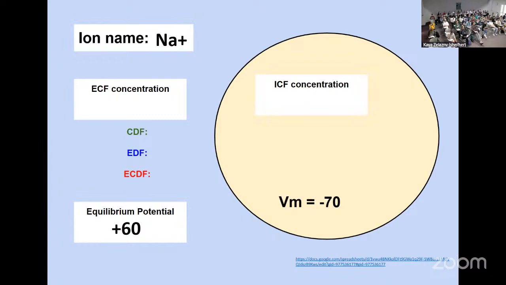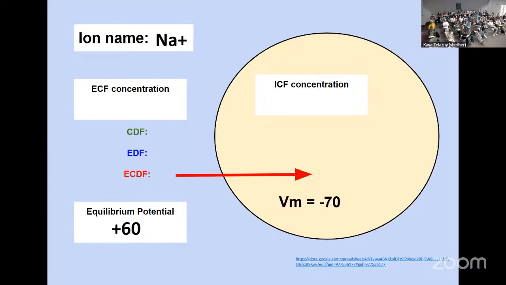So when this cell gets to positive 60, there's going to be no force overall, so no electrochemical driving force on sodium. But if we're not at positive 60, there is some force acting on sodium. And that force is going to go the direction that leads us towards a cell with a membrane potential of positive 60. So if we're starting at negative 70, we want to get to positive 60. We know that sodium is a positive ion, a cation, so which way our electrochemical driving force is going to point.